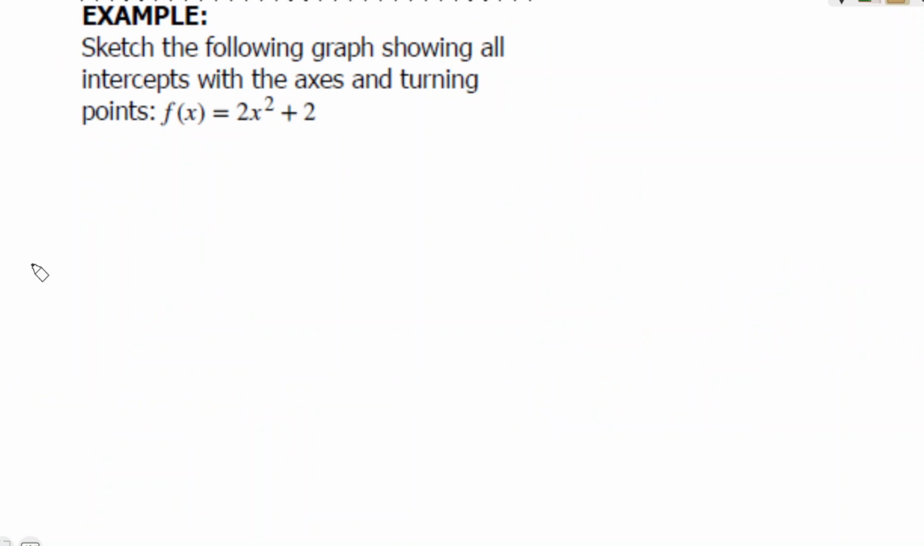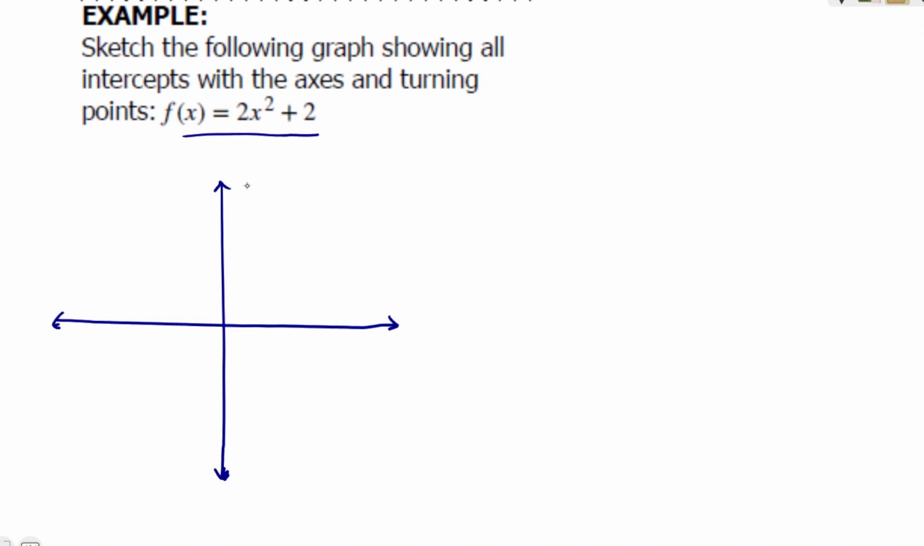So they say here, sketch the following graph showing all the intercepts with the axis and the turning point. So you are given now this equation, f of x is equal to 2x squared plus 2. So we are required to plot now this quadratic function. So the first thing you have to do, just do a sketch of a Cartesian plane. So let me do that.